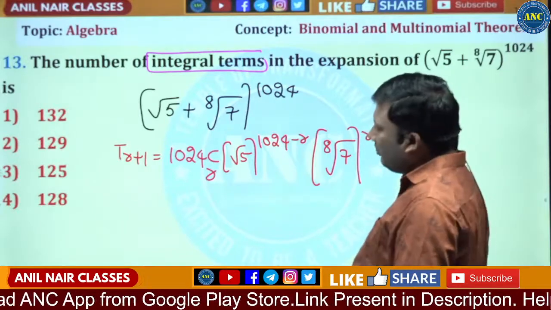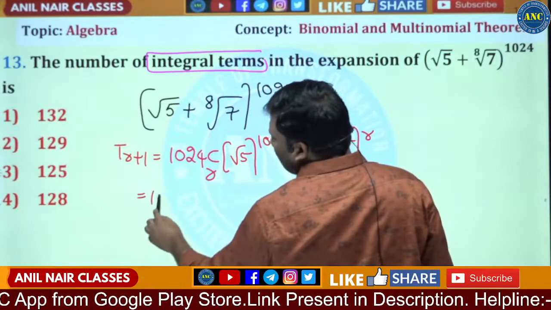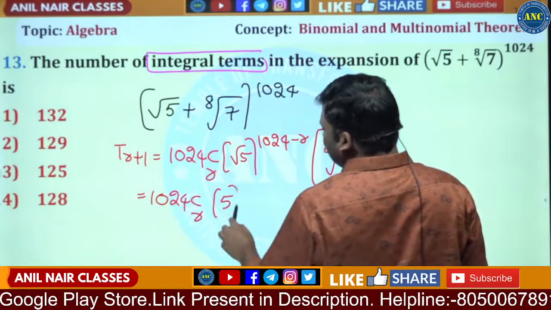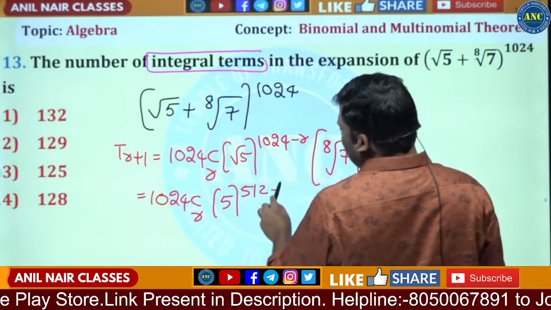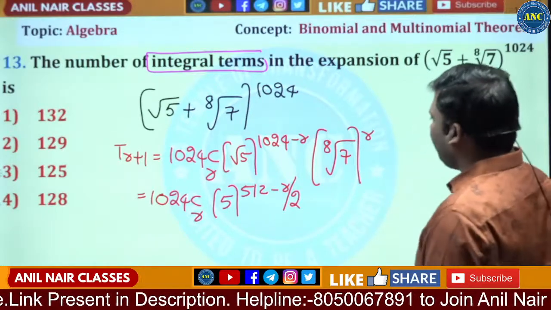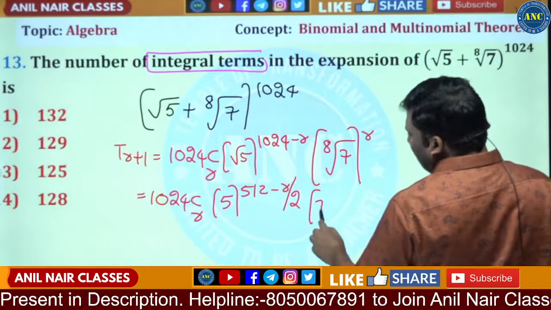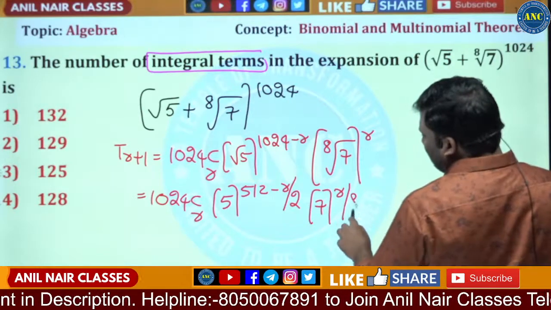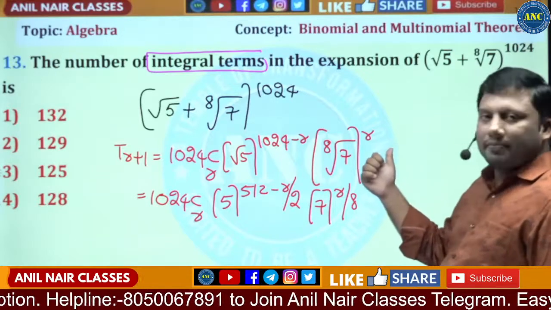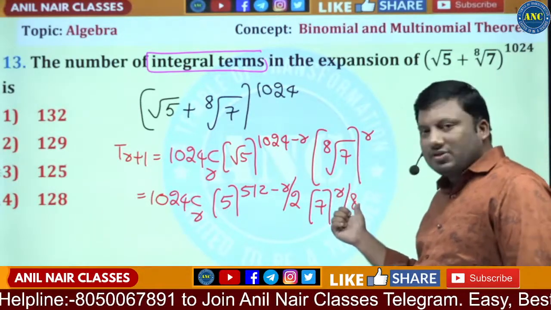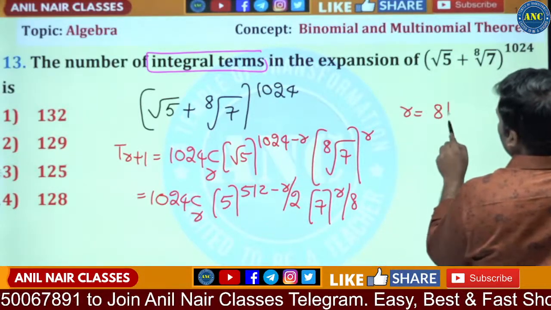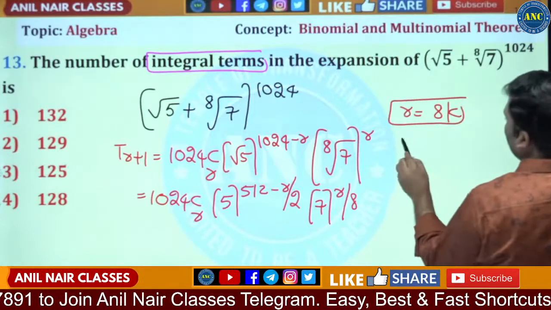Now if you see here, this becomes 1024CR 5^((1024−R)/2), which is 5^(512 − R/2). Here it is 7^(R/8). Same conclusion: R is divisible by 2, that means R should be divisible by 8.